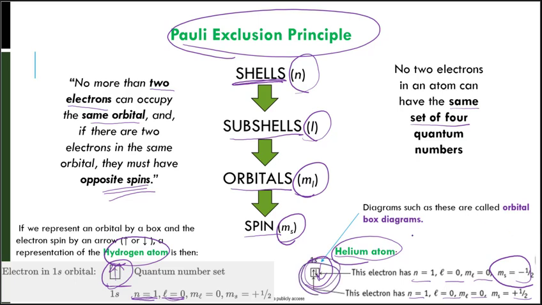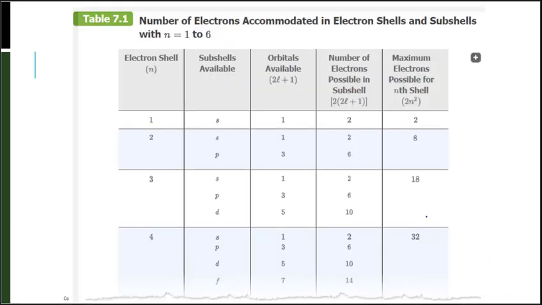By showing our electrons like this, it is called an orbital box diagram. We're going to be doing a lot of those. This is just a review, hopefully. In our energy level 1, our N is equal to 1. We only have S subshells, so therefore there's only 1 orbital. 2 electrons can fit in it. Again, maximum electrons is 2.